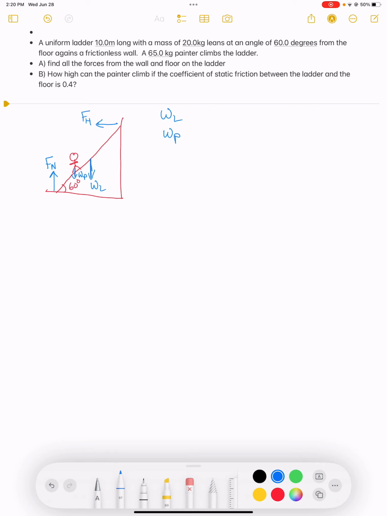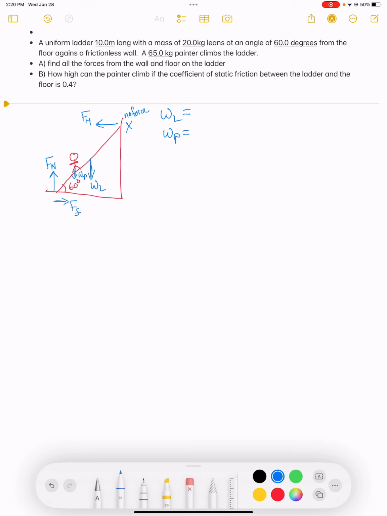What else will I have? Well, we've got a clue in part B. We've got to have friction with the floor, otherwise the ladder is going to slip downwards. And we're told that there's no friction on the wall, so no vertical force from the wall. So I've got 3 forces that I don't know and 2 forces that I do know. So I need to find the normal force, the force of friction, and the horizontal force. The weight of the ladder and the weight of the painter I can figure out.